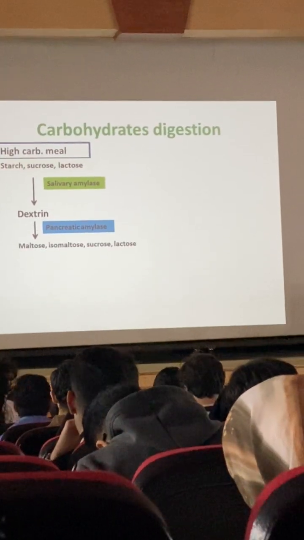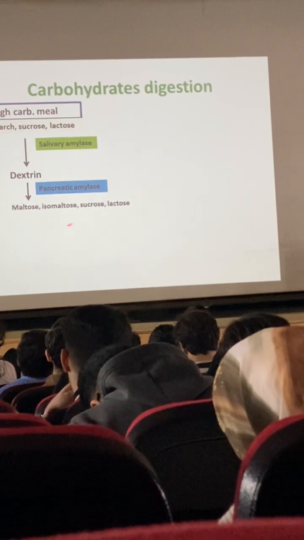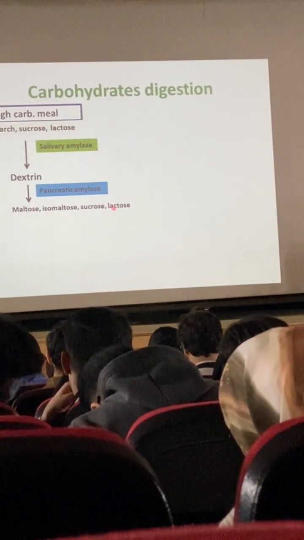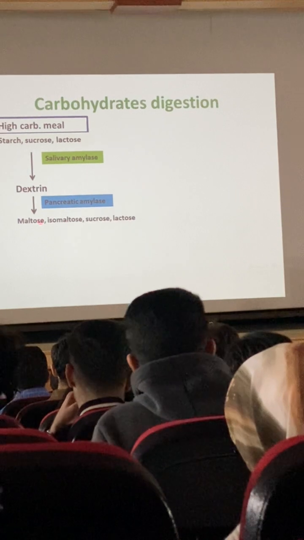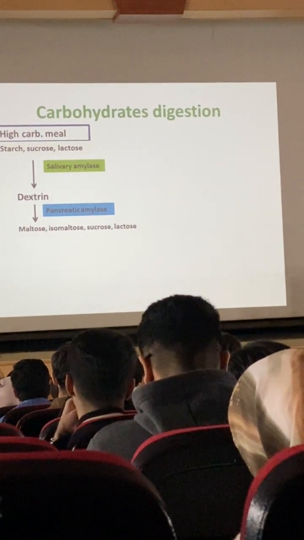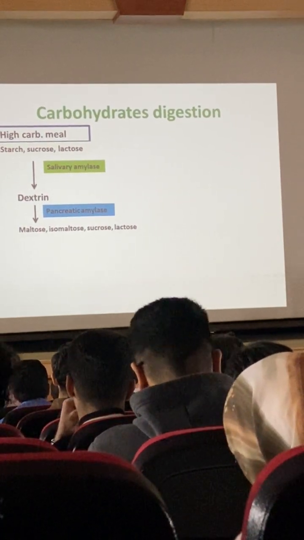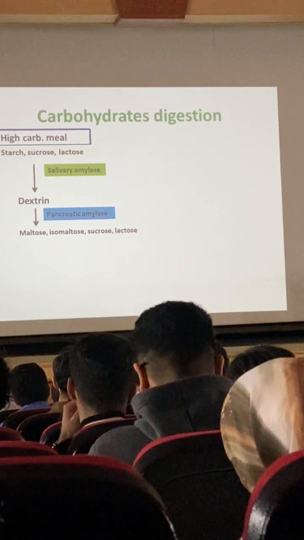Pancreatic amylase will break dextrin into maltose, isomaltose, sucrose, and lactose. Anyone knows what type of carbohydrate these are? They are disaccharides.